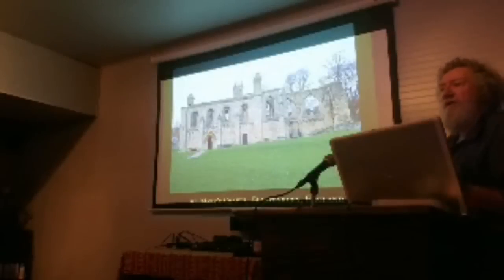And here's St. Mary's Chapel, again, St. Mary's Chapel, Glastonbury. Now what's the significance of Glastonbury? Well, because Glastonbury for a time was considered to be the repository and hiding place of the Holy Grail.